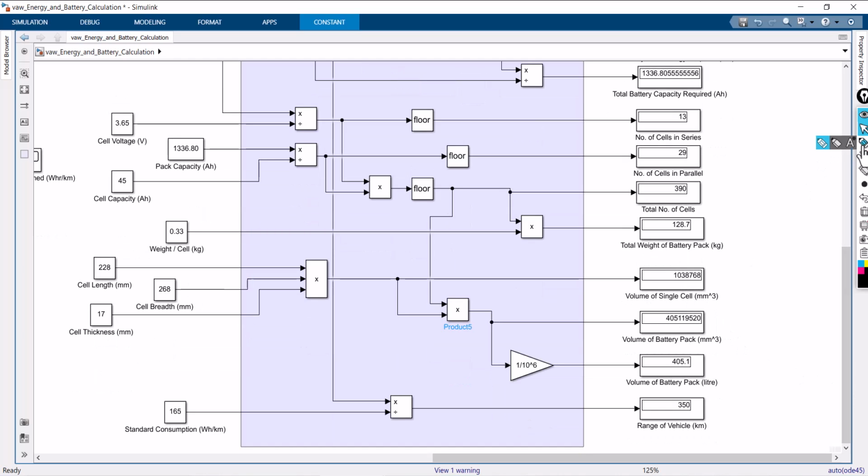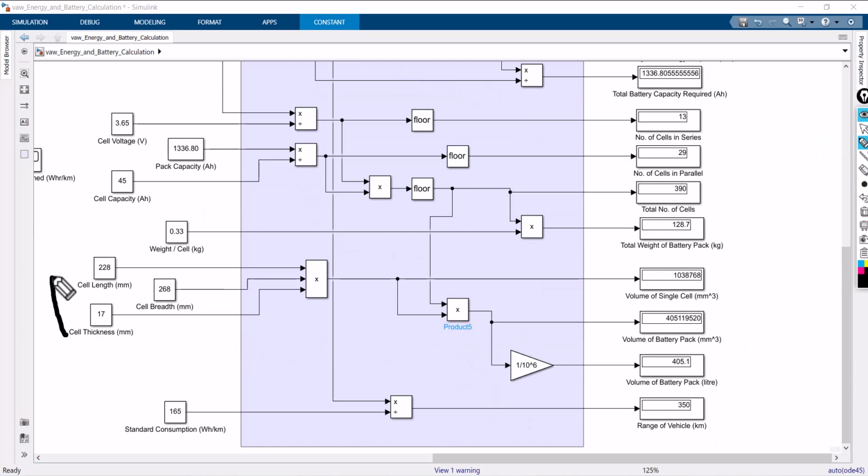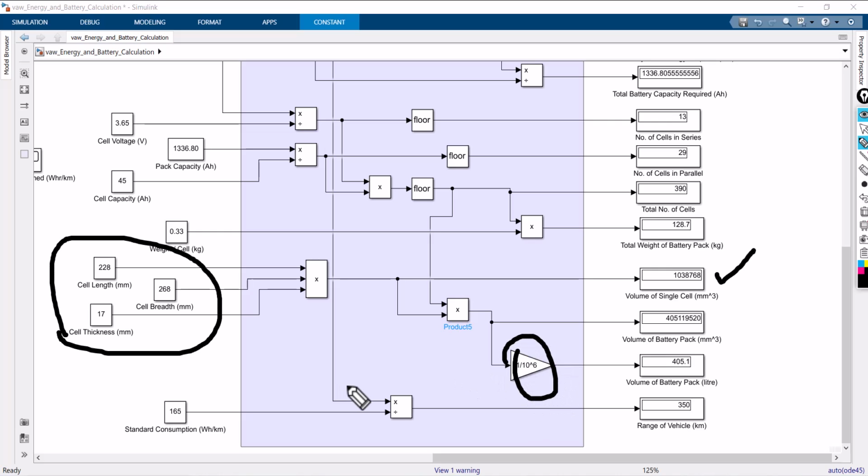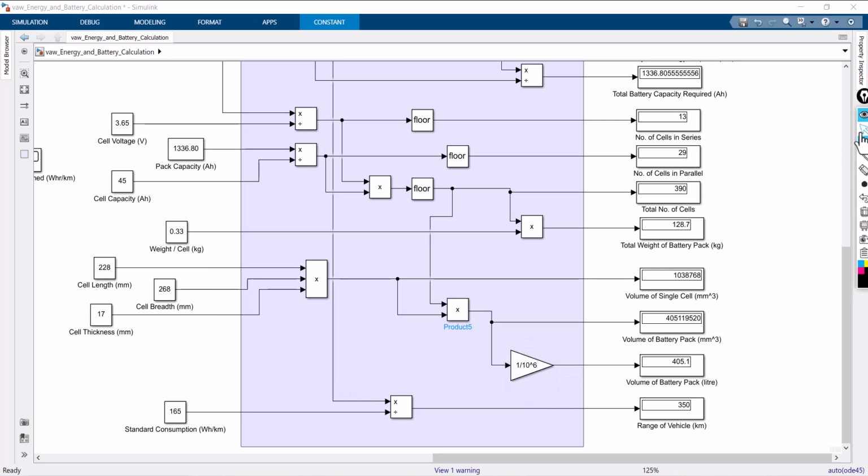volume of a single cell, because length, breadth and thickness of a single cell is given. You have to multiply it. This will give you the volume of a single cell in cubic millimeter. You have to convert it into liter. This is the conversion formula. So the volume of the battery pack in liter required is 405 liter. So accordingly, you have to develop your vehicle structure.